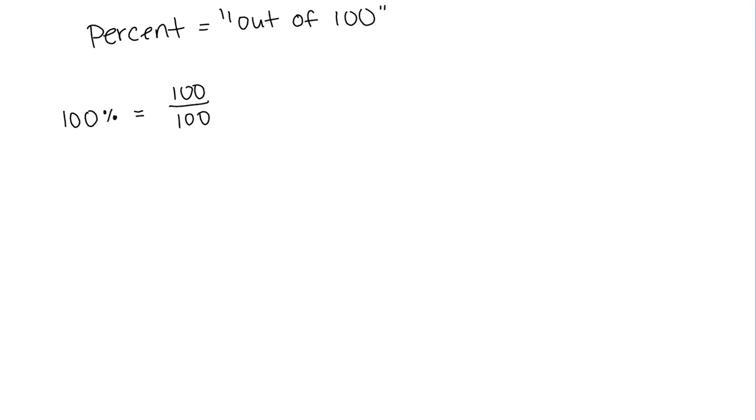When we hear the word percent, all that means is out of 100. So if I said 2%, that's the same as saying 2 out of 100, right? So if we have 100%, that's the same as saying 100 out of 100. To write a percent as a fraction, simply write the percent as a fraction with a denominator of 100.